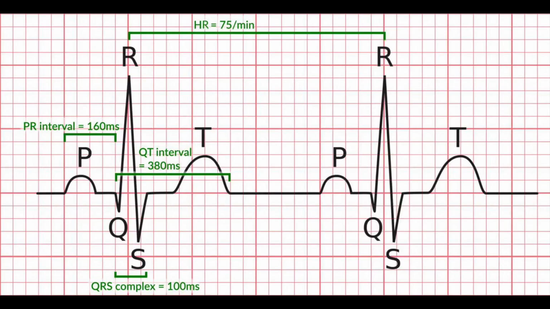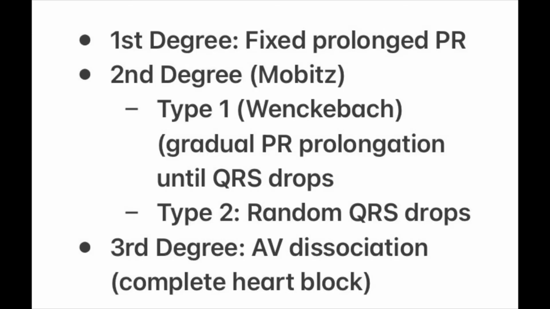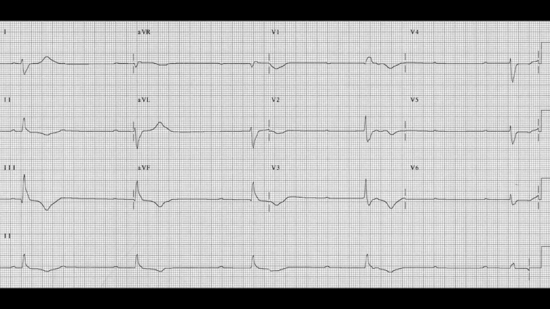The next important abnormality is the dissociation of P wave and QRS complexes. Normally, every P wave is followed by a QRS complex. However, if there are regularly occurring P waves and regularly occurring QRS complexes, but they are not linked, each doing their own thing at their own rate, that's not normal. This is called atrioventricular dissociation, also known as third-degree or complete heart block. These patients may be extremely bradycardic and require admission for pacing.